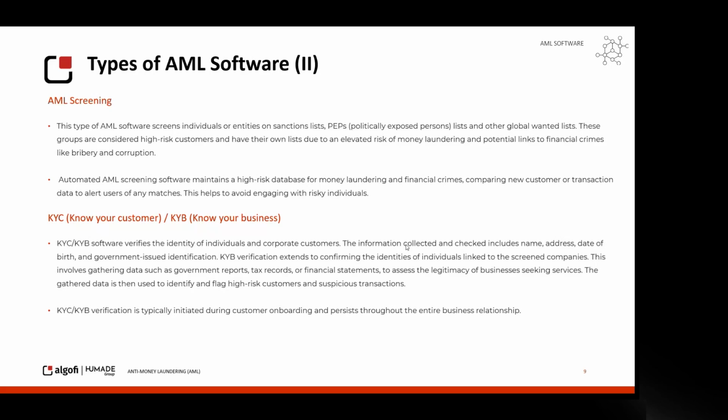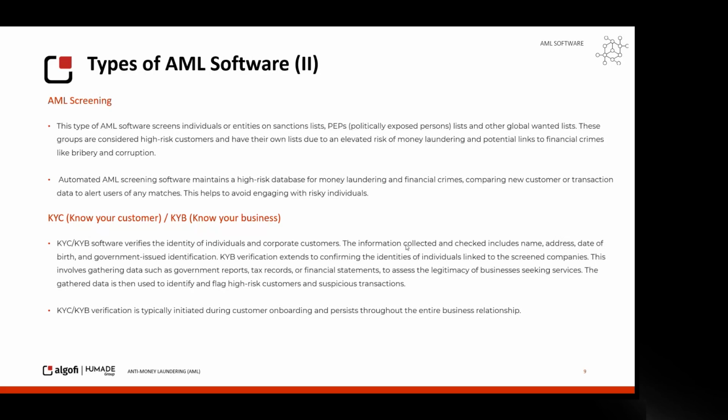Automated AML screening software maintains a high-risk database for money laundering and financial crimes, comparing the new customers or transaction data to alert users of any matches. So basically, if the customer is on one of these lists, it means that there is a higher risk for potential money laundering.